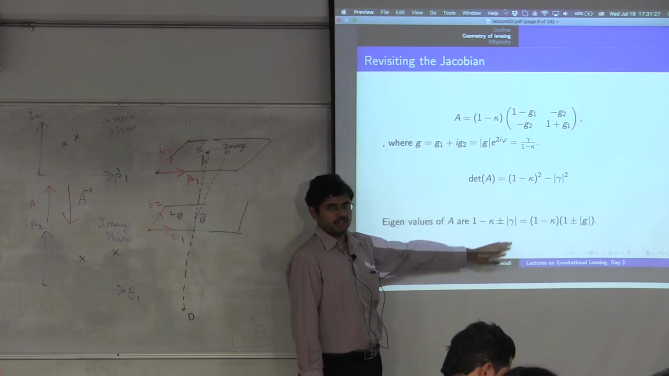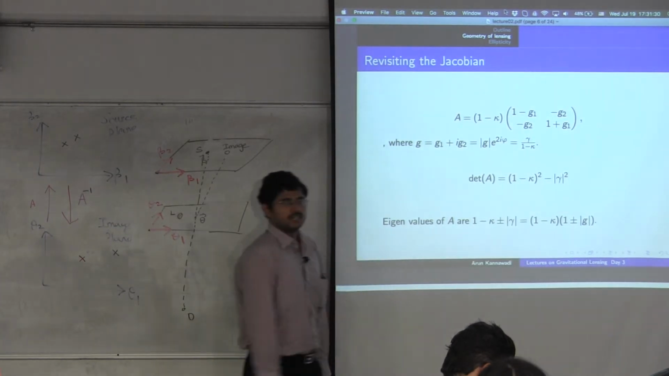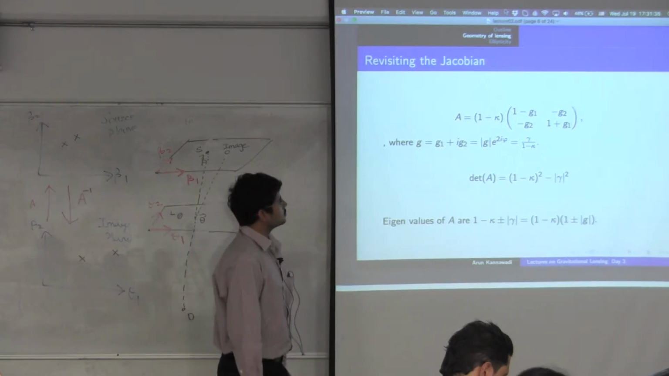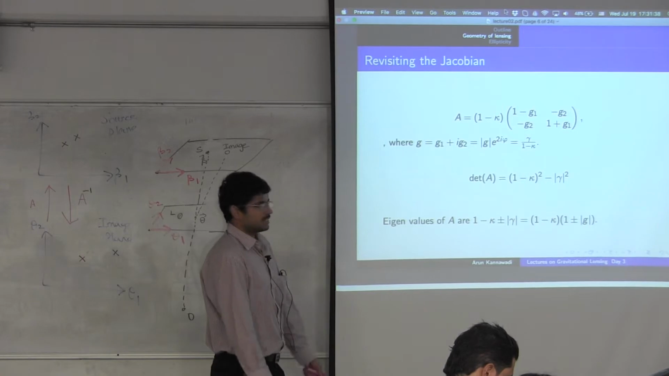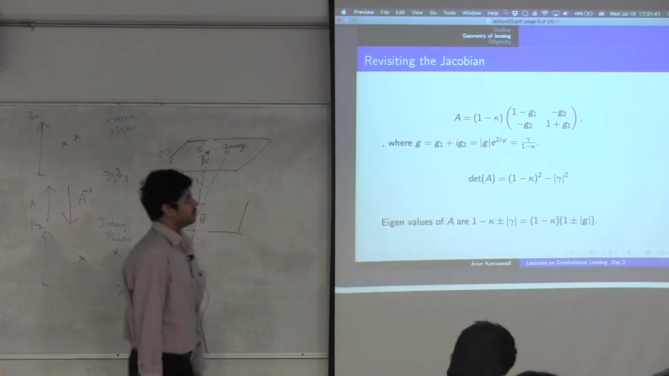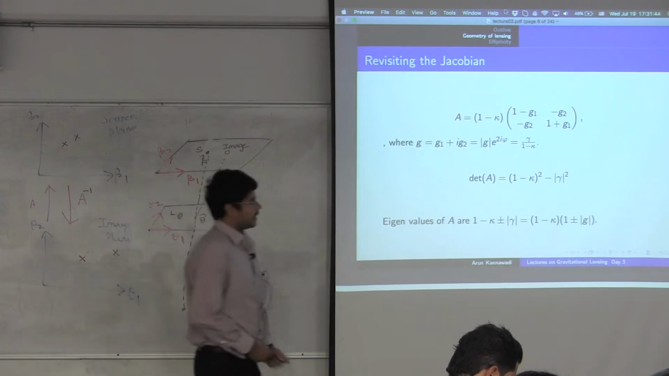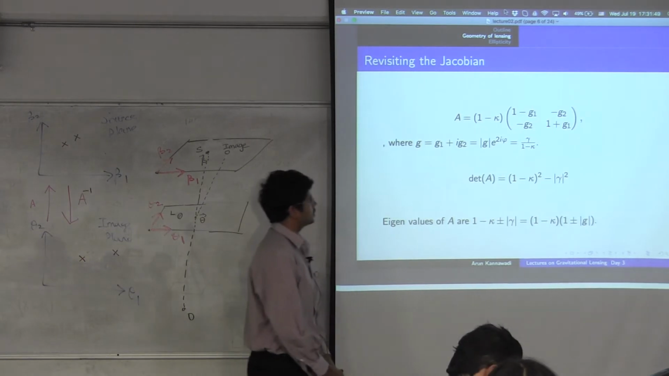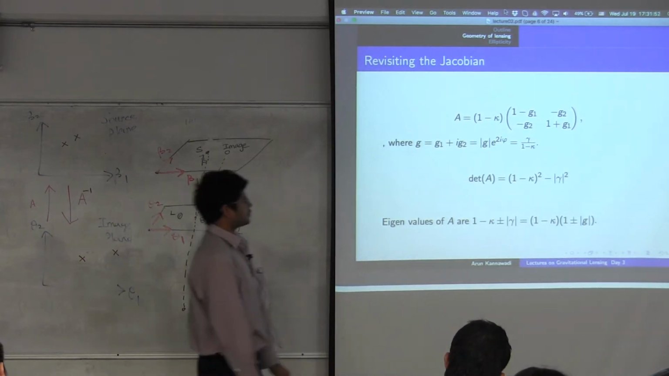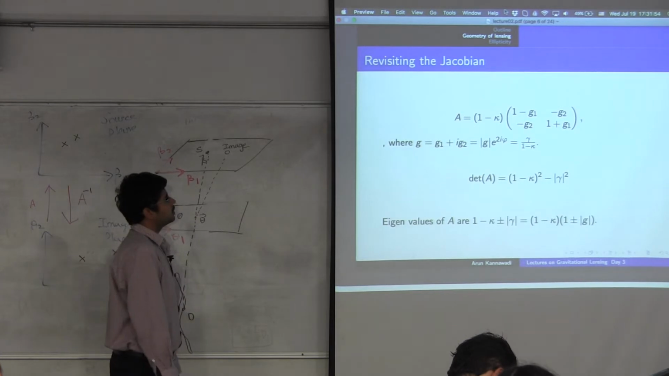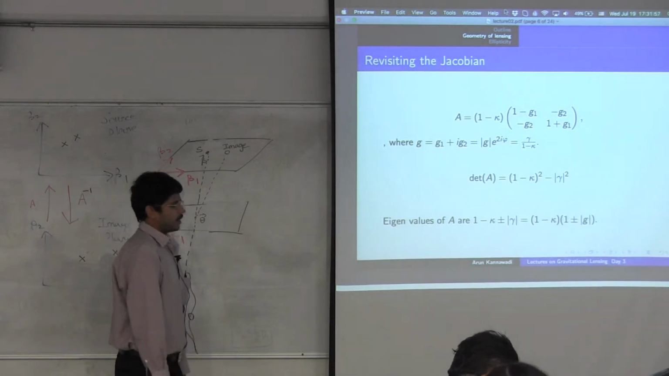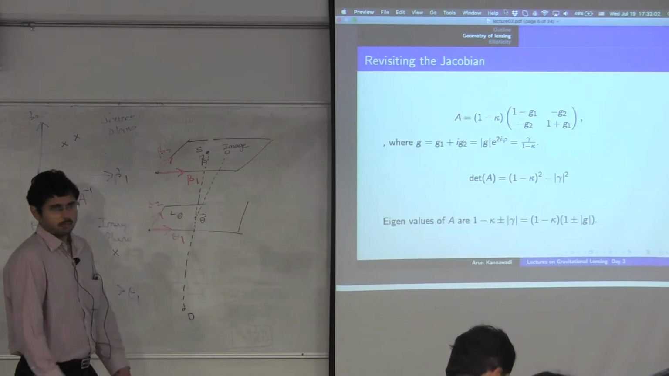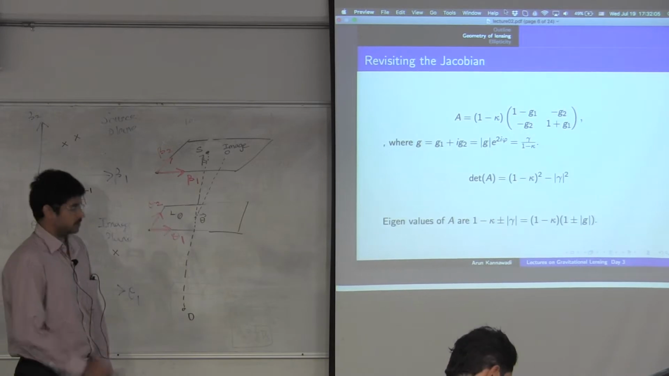There is also another way of arriving at this very quickly, which is to take G2 to be 0 and G1 as the magnitude of G. Again, these are complex numbers, so we talk about magnitudes here. Once you get these eigenvalues, it's easy to get the determinant because that's just the product of the eigenvalues. And again, in weak lensing, both gamma and kappa are small, so they are pretty close to 0.